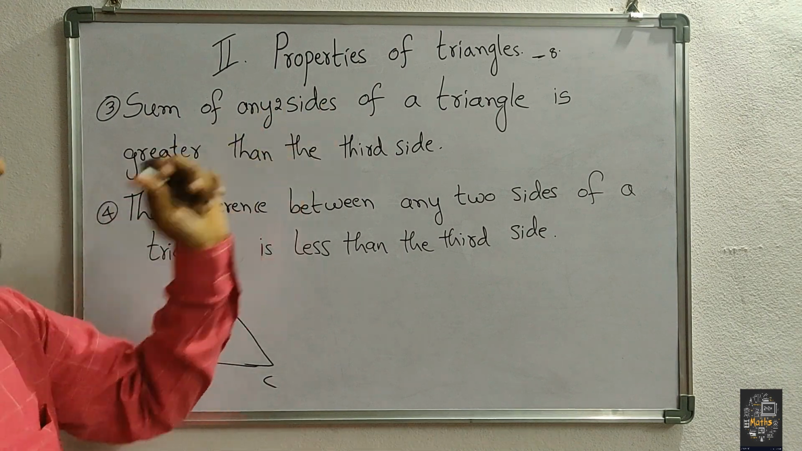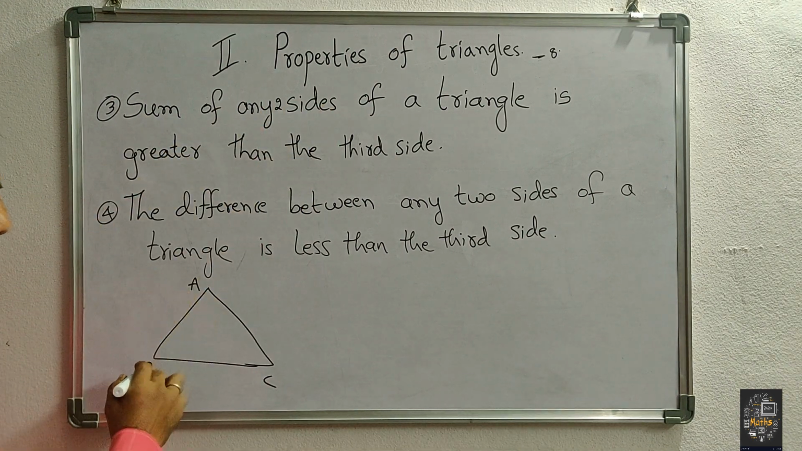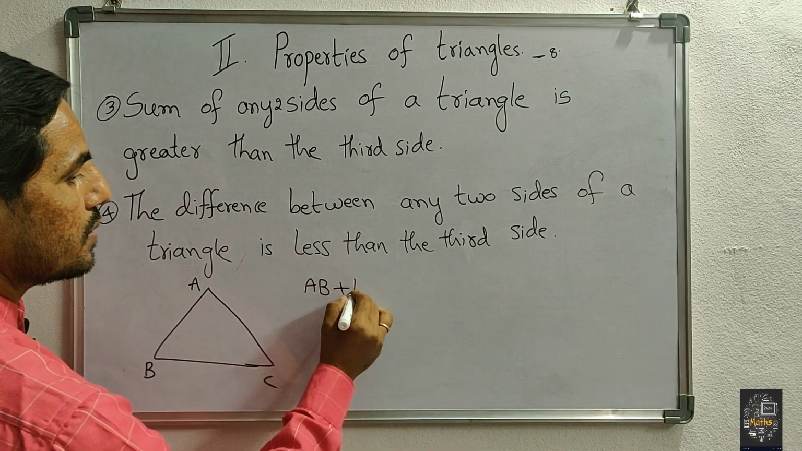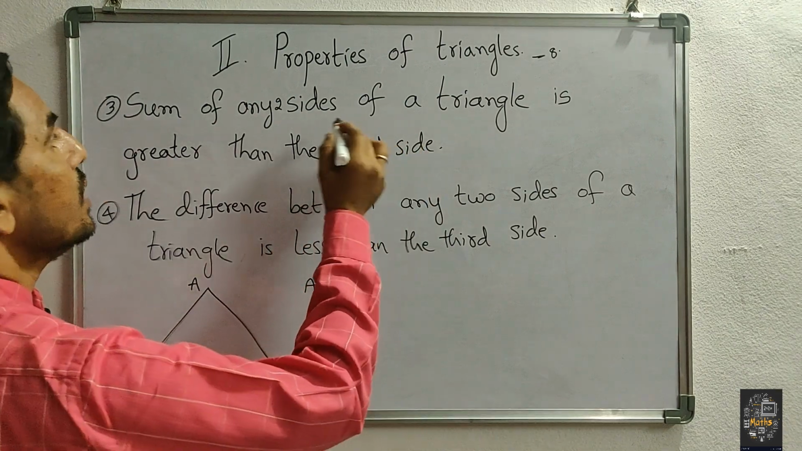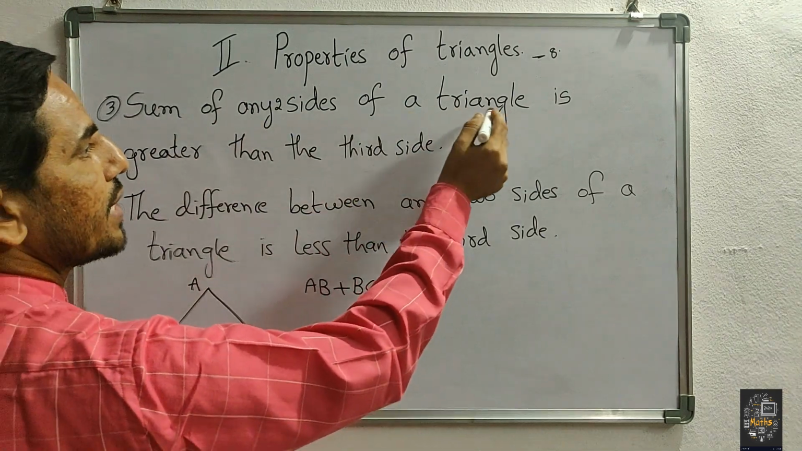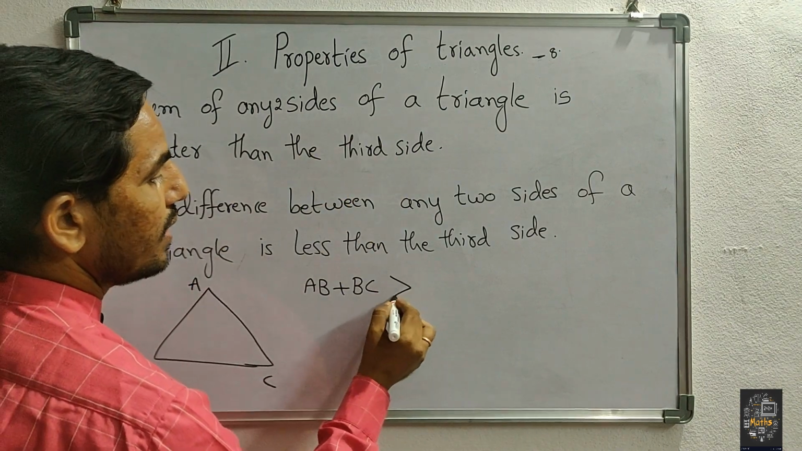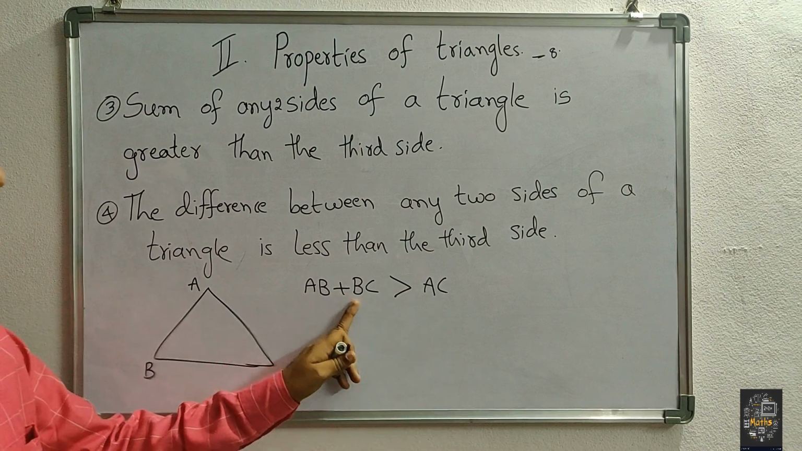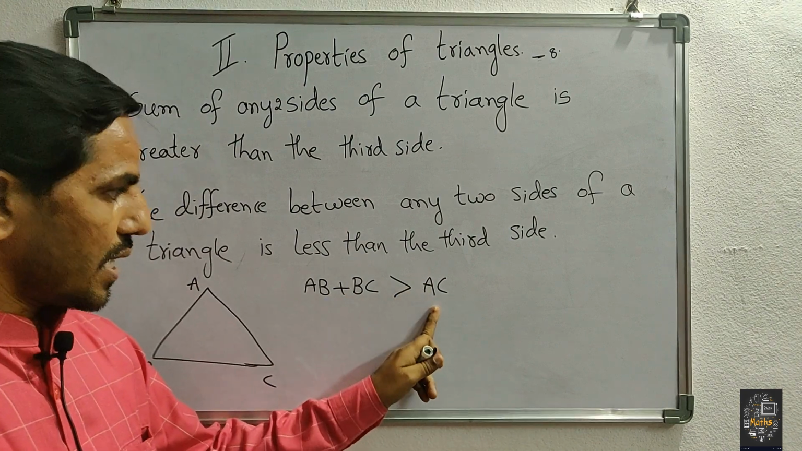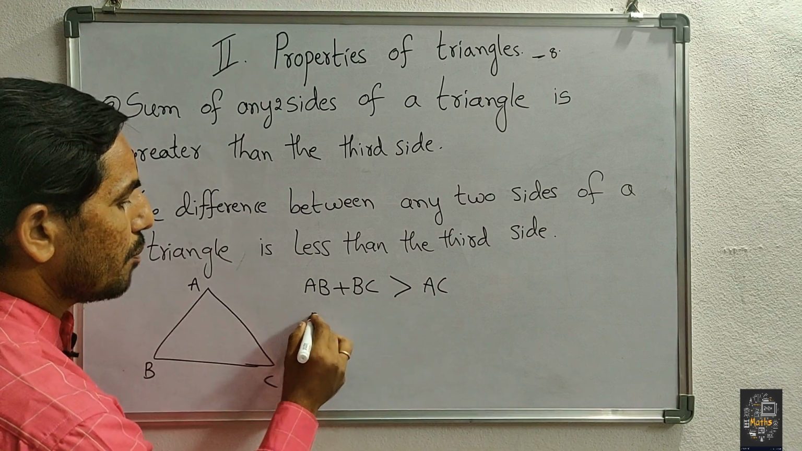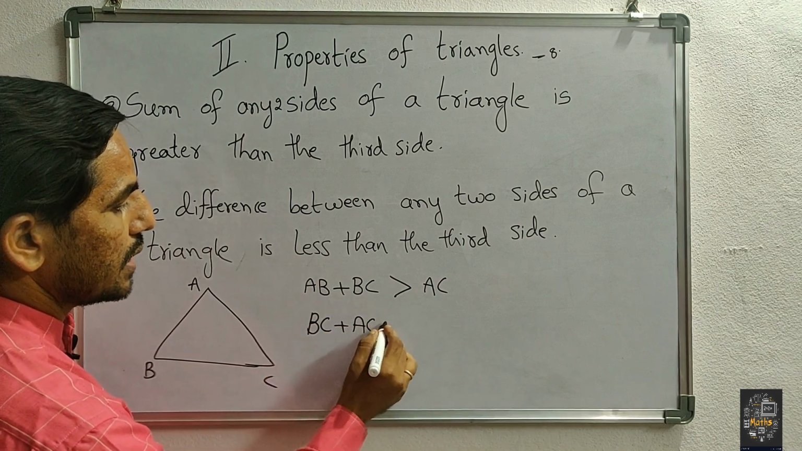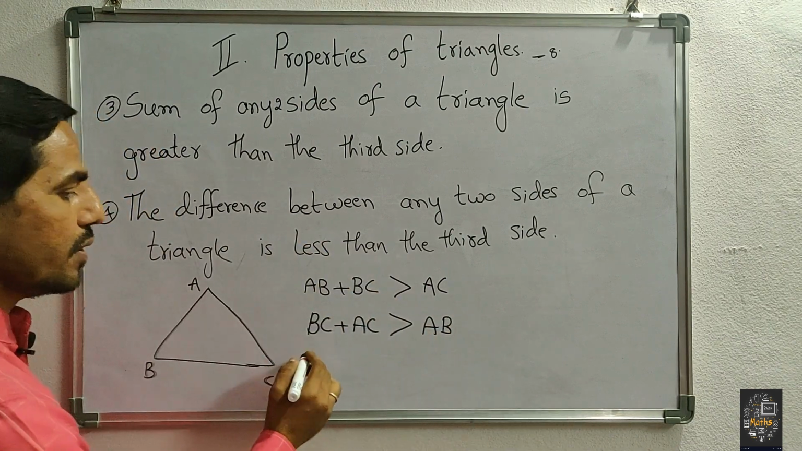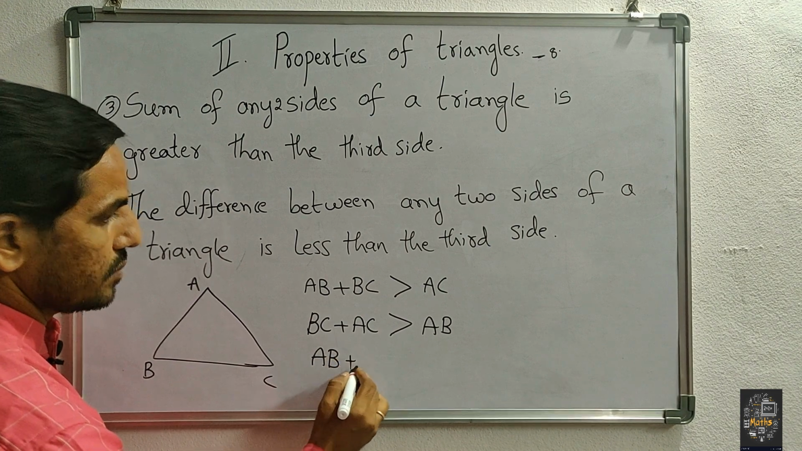Sum of any two sides. For example, I am taking AB plus BC. I will write here AB side plus BC side. What is given? The sum of any two sides of a triangle is greater than the third side, that is AC. Or I am writing the reverse: BC plus AC is greater than AB. This is also correct.